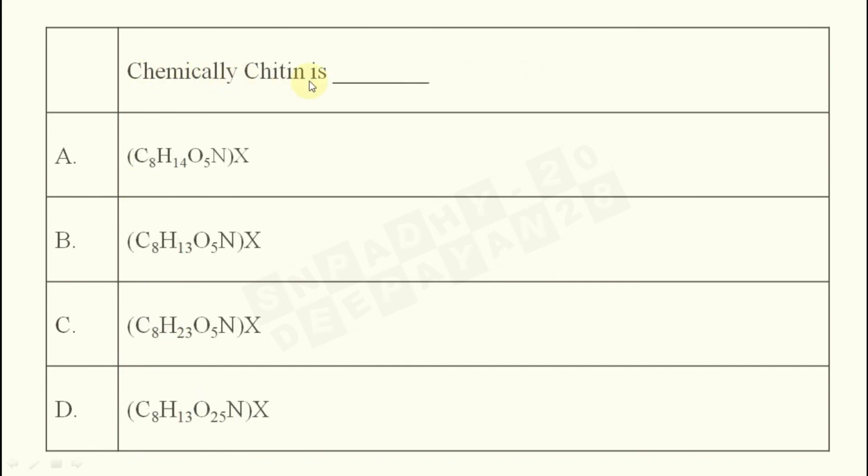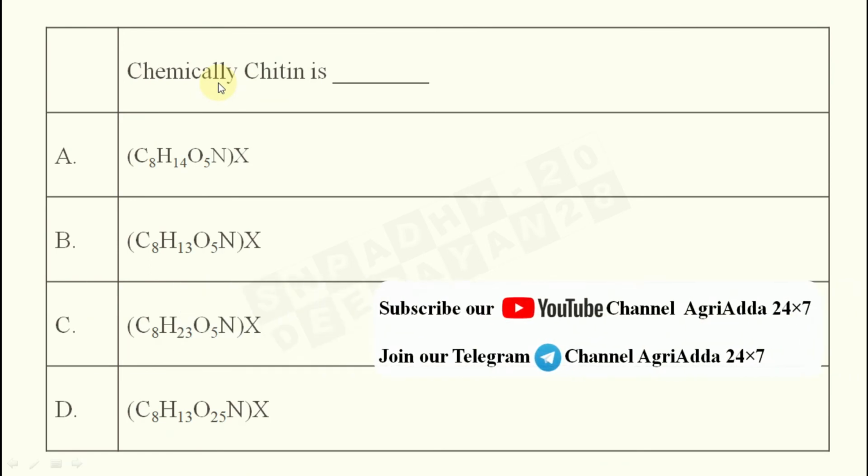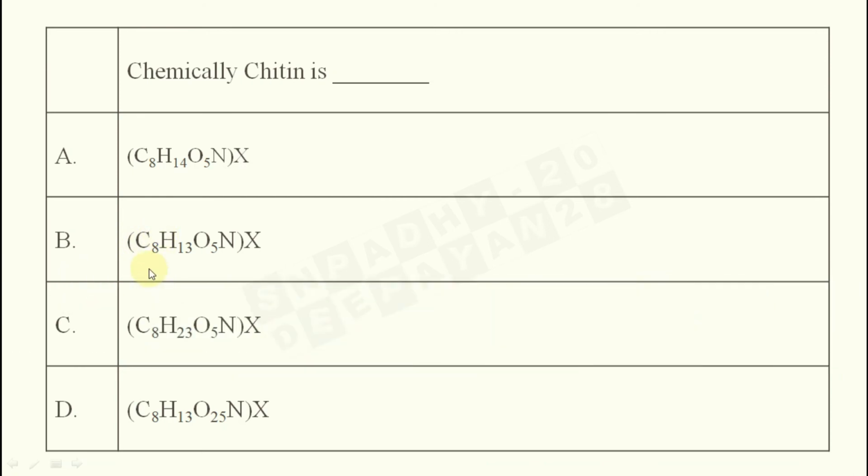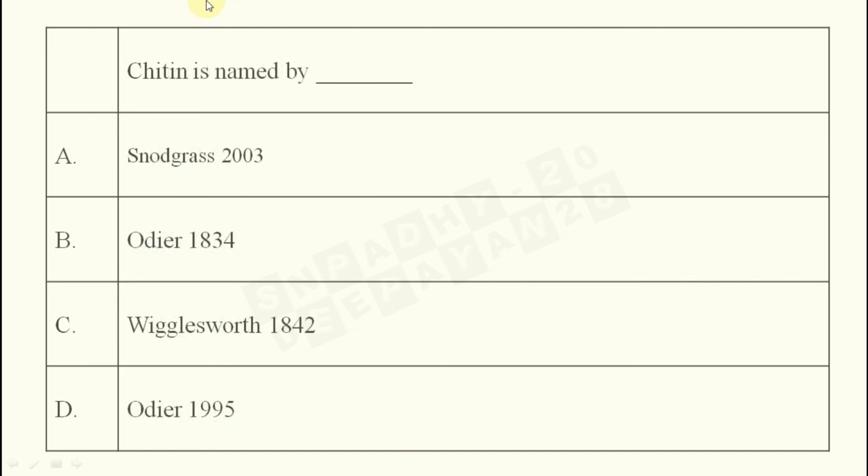Then what is the chemical formula of chitin? This is also very, very important. The answer will be option B, that is C8H13O5N in bracket X. Chemical formula of chitin. Chitin is named by whom? The scientist. The answer will be option B, Odier, in which year? 1834. Both the year and the scientist name are important.